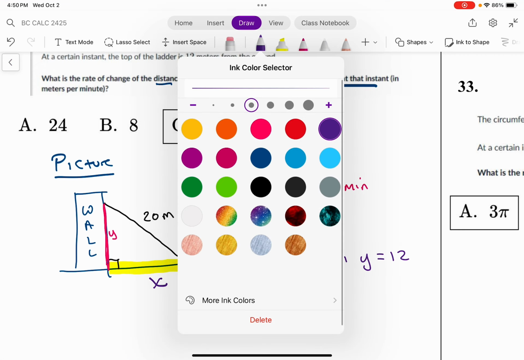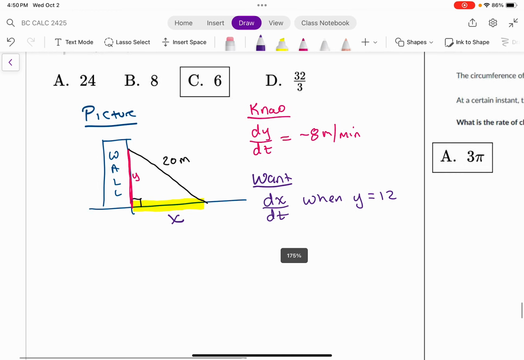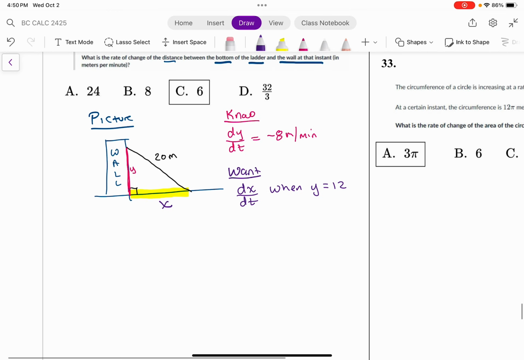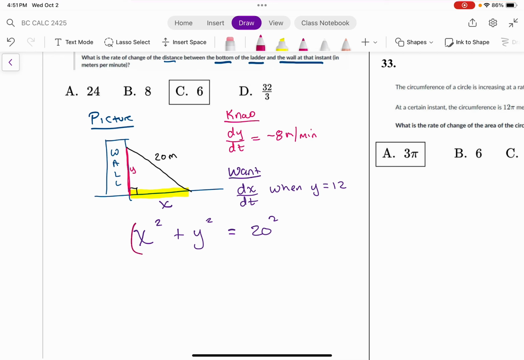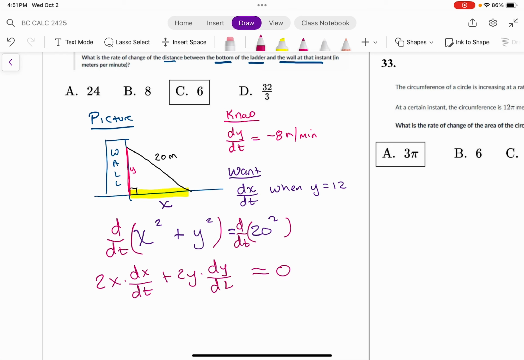Okay, so let's relate these variables and then relate the rates. What relates these variables in the diagram? Well, it's the Pythagorean theorem. We take the derivative of both sides with respect to time. Notice this is 0. This becomes 2x times dx/dt. This becomes 2y times dy/dt.